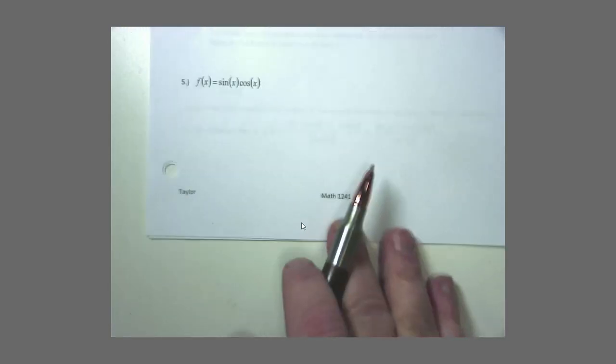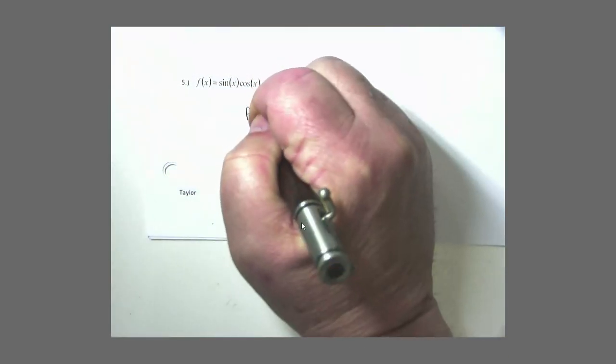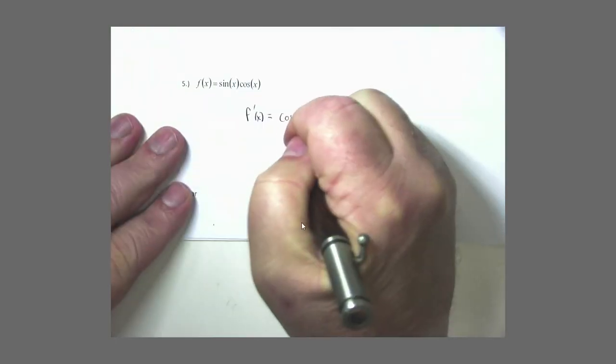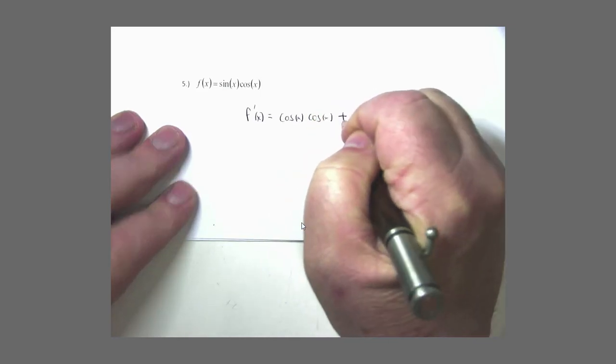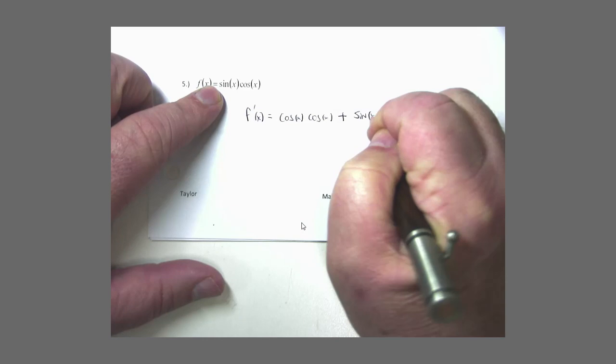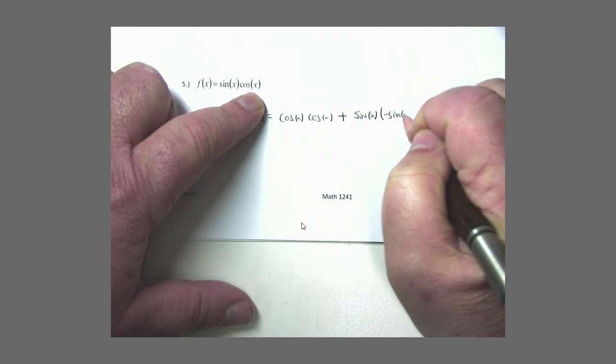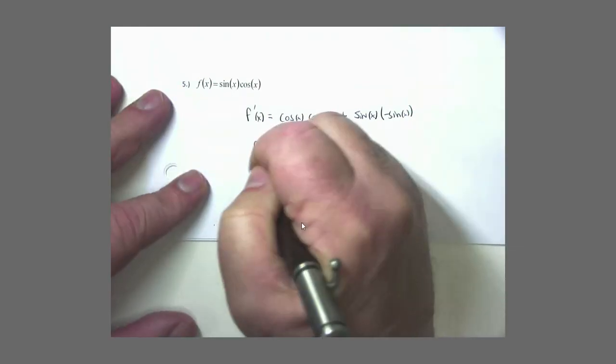Let's see if you guys can do this one. What is the derivative of sine of x times cosine of x? Well, it's times, which means I'm going to use the product rule. Derivative of the first times the second plus the first times derivative of the second. What is the derivative of sine of x? That's my first function. What's the derivative of sine of x? Cosine of x. Derivative of the first times the second, cosine of x, plus the first, which is sine of x, times derivative of the second. What's the derivative of cosine of x? Negative sine of x.